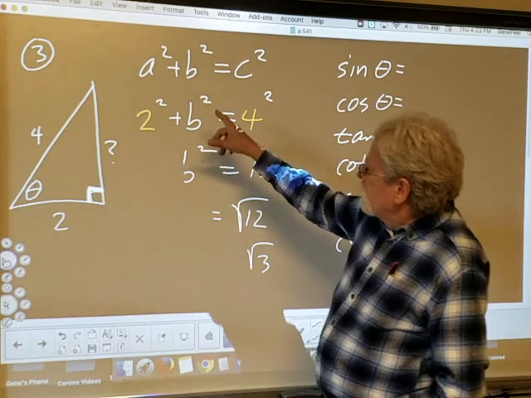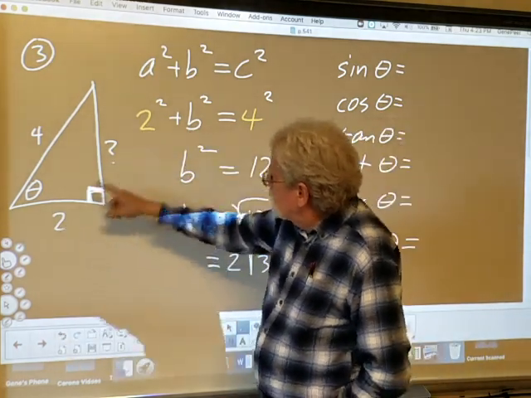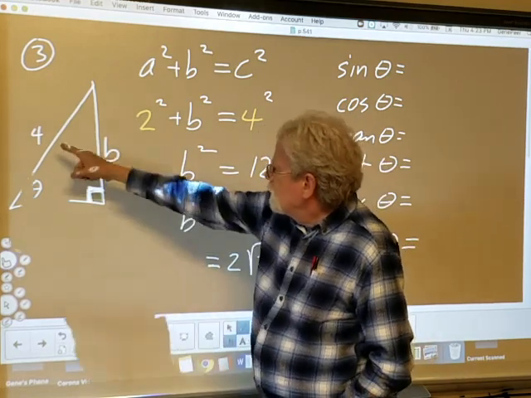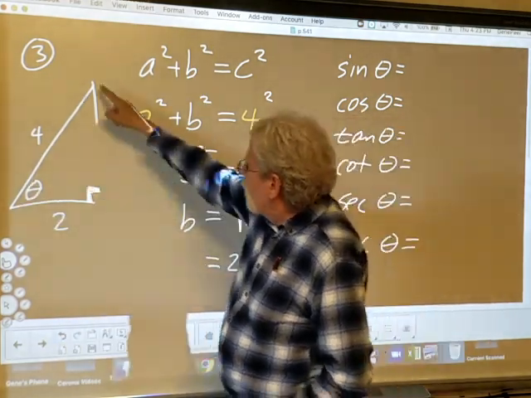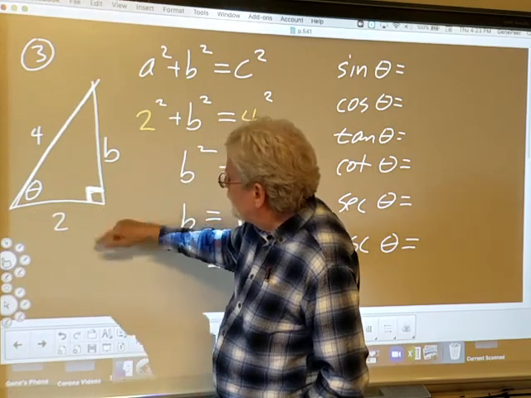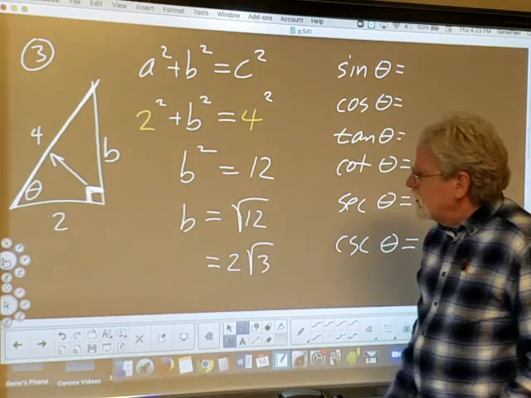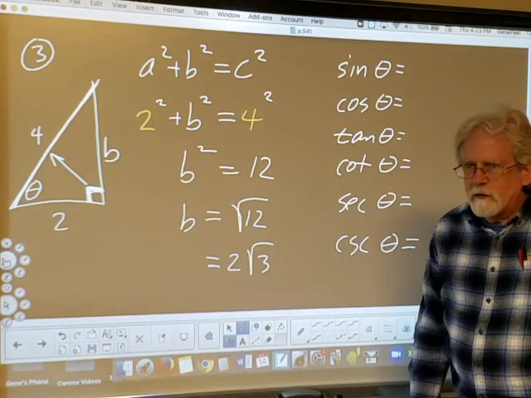So we use Pythagorean theorem. We've got 2 squared plus the unknown, I'm calling it b here, b squared equals c squared. Remember, c is always the hypotenuse. C is always the side opposite the right angle. C is always the longest side. A speech I usually give a little more slowly to the 10th graders.